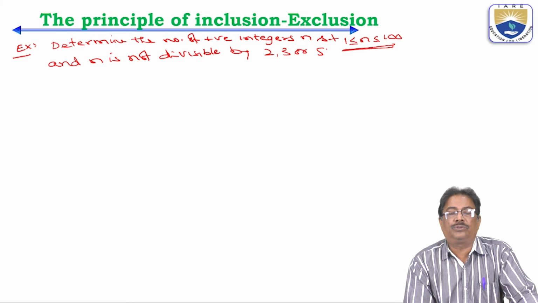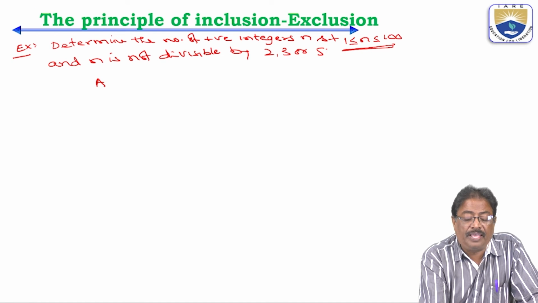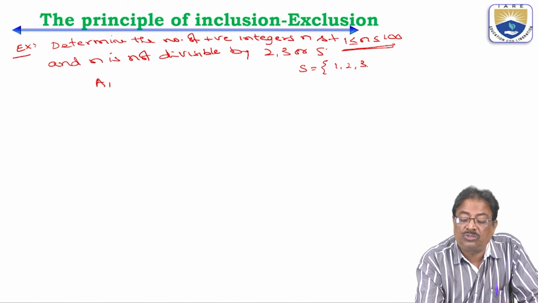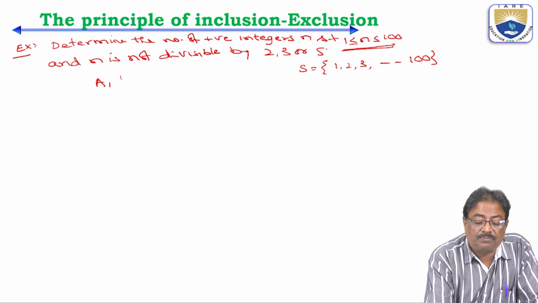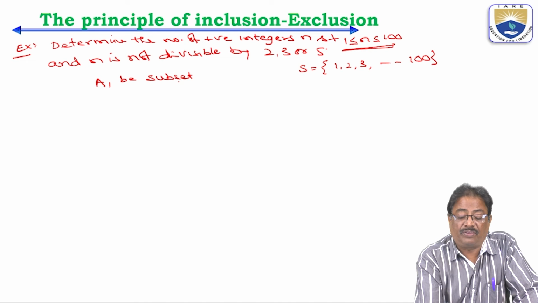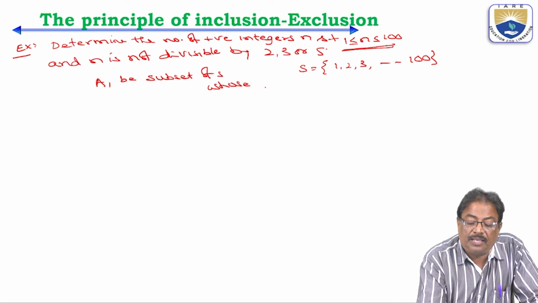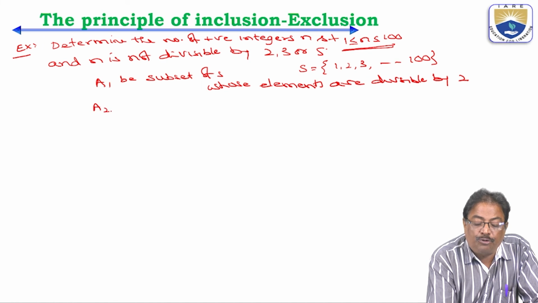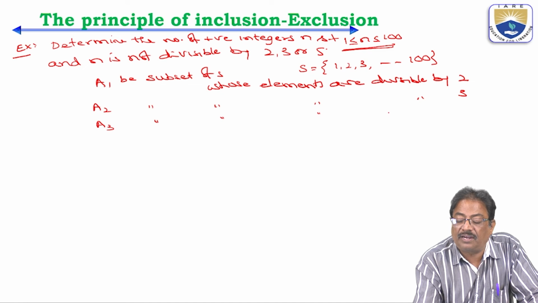Now what I am going to calculate: let us consider S as the total set of numbers 1, 2, 3 and so on, up to 100. Now, A1 be a subset of S whose elements are divisible by 2. Similarly, A2 be a subset of S whose elements are divisible by 3. And A3 is another subset whose elements are divisible by 5.